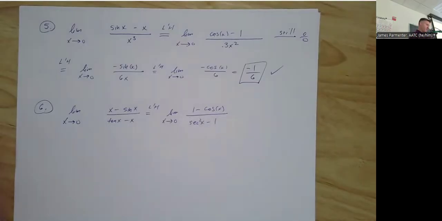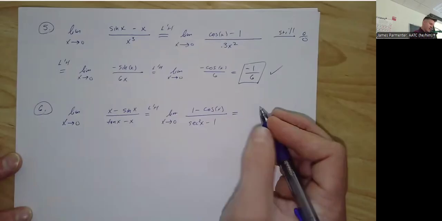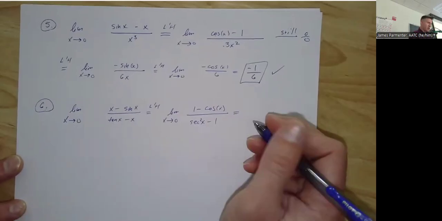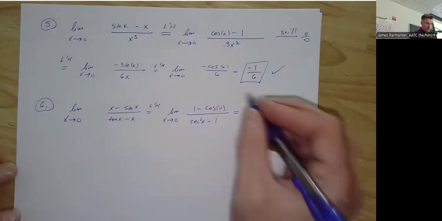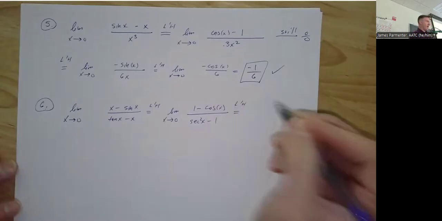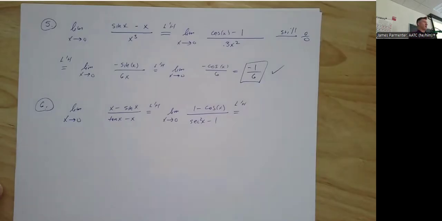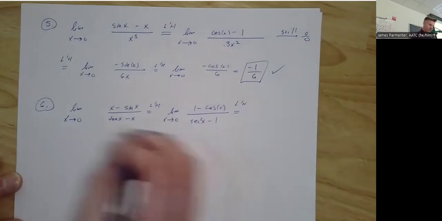Here we see that if you plug in 0 again, you still get 0 over 0, because cosine of 0 is 1 and secant of 0 is 1. So we can use L'Hopital's rule again, and I think we should. You could probably do some manipulation here if you wanted to, but that's dependent upon how comfortable you are with trig identities and manipulating trig things. So I think it's a safer route to use L'Hopital's rule again here.